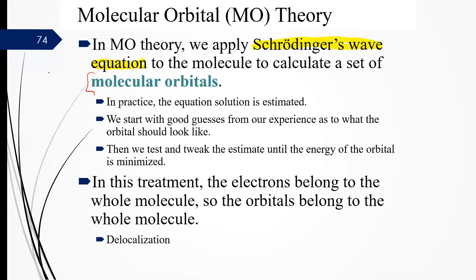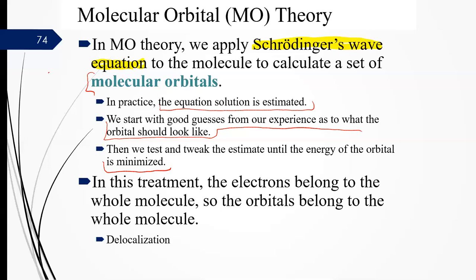So when the molecule is made, it's trying to find out some regions where these electrons are more likely to exist. In practice, we don't actually solve these equations, we just come up with very good estimates of them. We start off with what those orbitals look like, and then we keep testing and tweaking until the energy of the orbital is minimized, and we end up with those molecular orbital values. So we keep solving and adjusting these equations over and over again until we get the best possible answer.